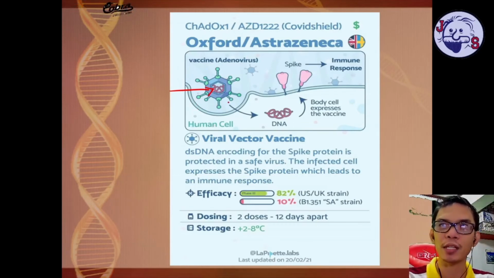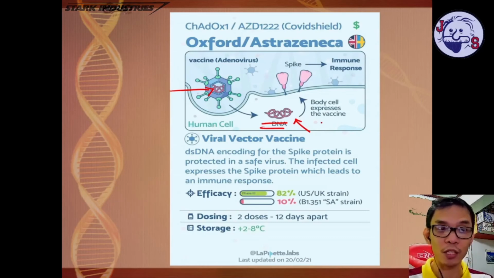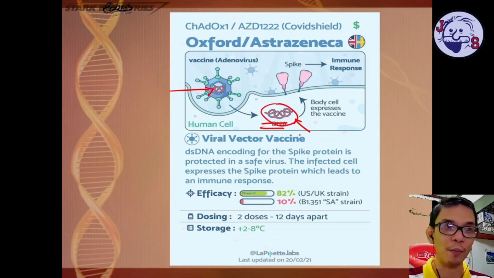Now, once it is inside the cell, it will release the DNA inside that virus. So this is the DNA. Now, the DNA that you have over here is designed to create the spike proteins only, not the virus itself. Okay? So the spike proteins are one of the parts of the coronavirus. So that's the DNA that we have over here. It only creates the spike proteins.